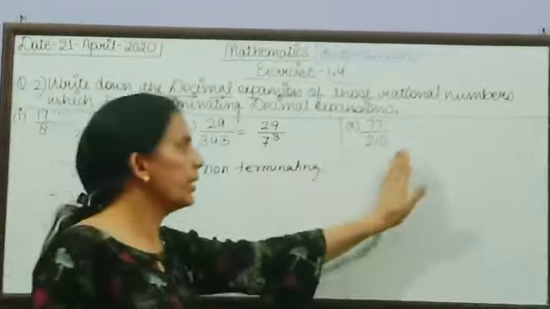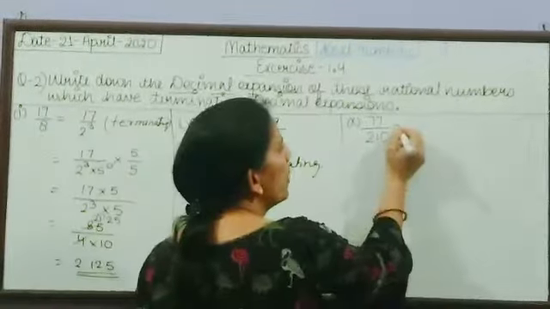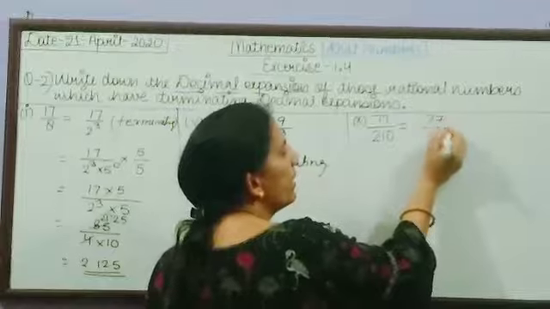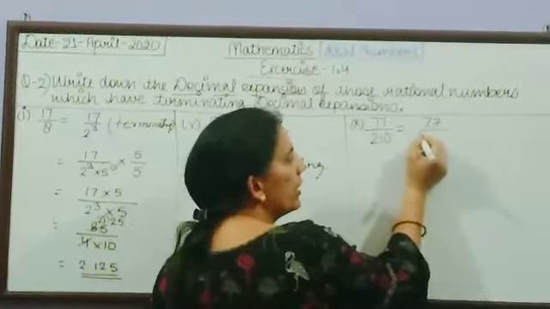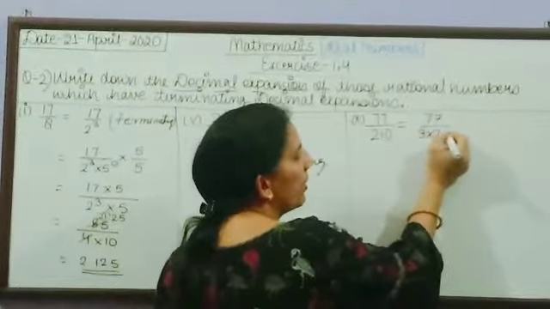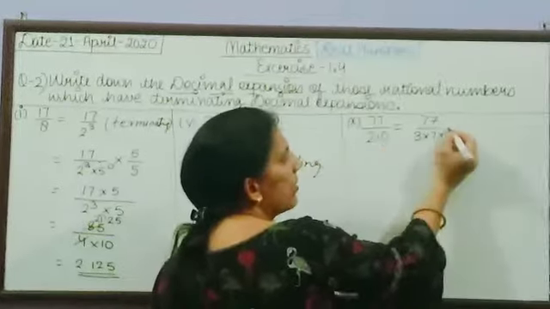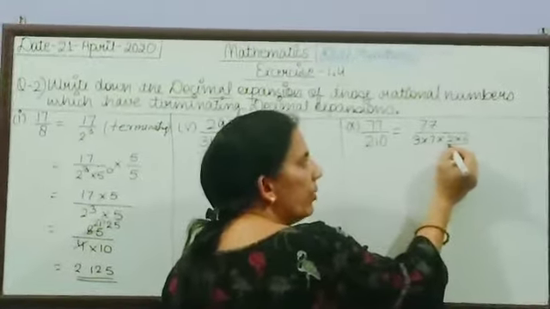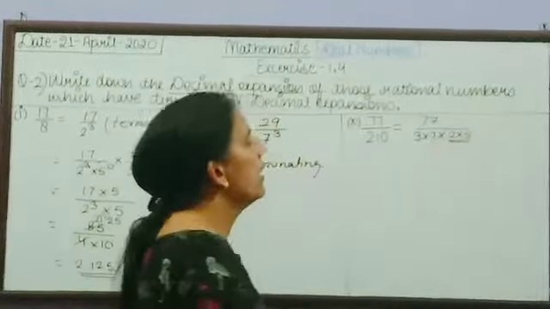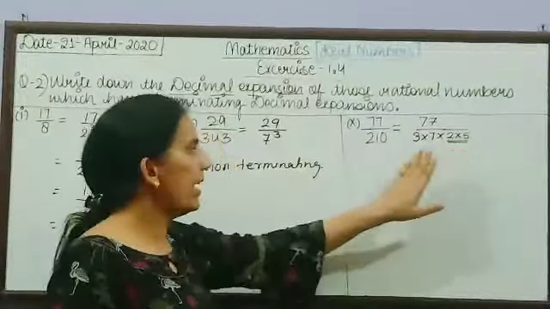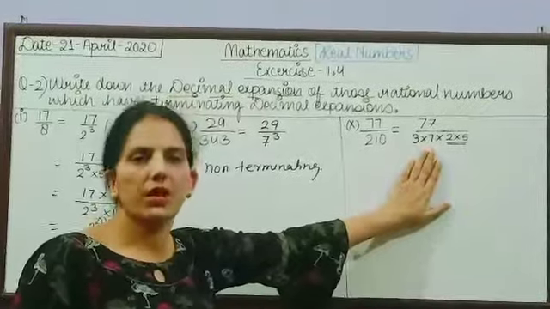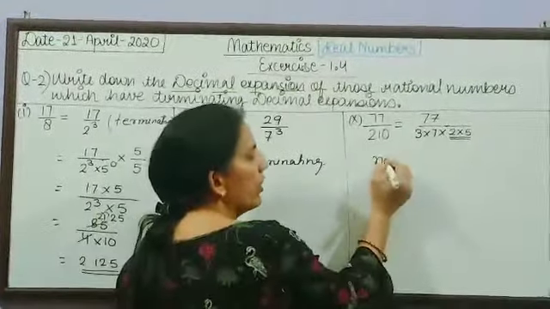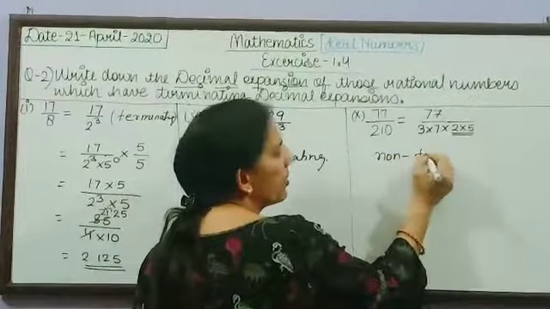Now come to the 10th part. It is 210. Again you must be aware that 21 is 3 into 7, and 10, 0, so again 2 into 5. Here 2 into 5 is there, but other than these two, we have 3 and 7 as well. So again it is non-terminating. Therefore there is no need to find its decimal expansion.